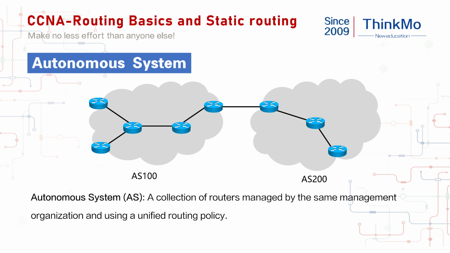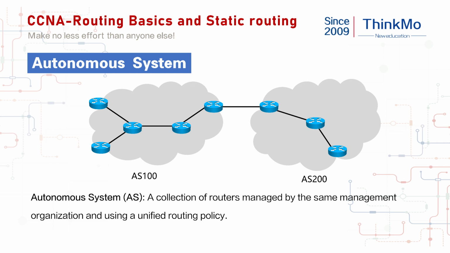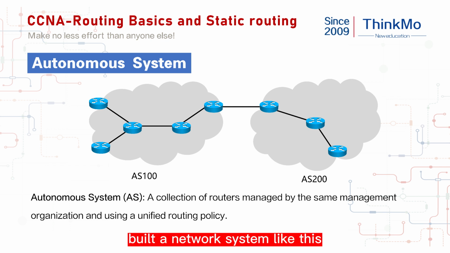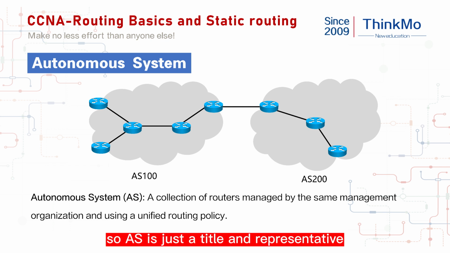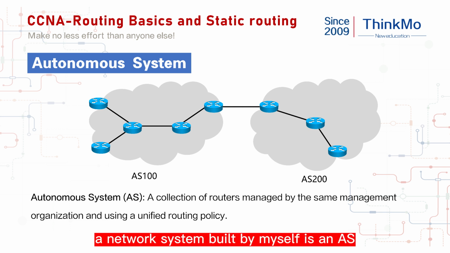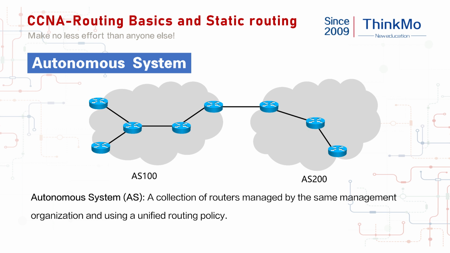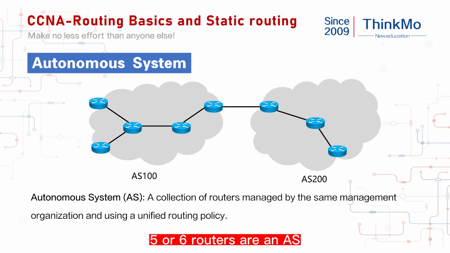That is to say, now you maintain these 5 or 6 routers in your company and have built a network system like this. It can be said that you maintain an AS. So AS is just a title and representative. From our point of view, a network system built by myself is an AS. But from the perspective of the whole world, 5 or 6 routers are an AS.